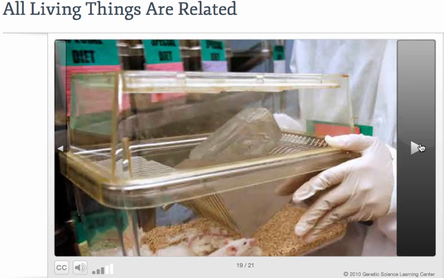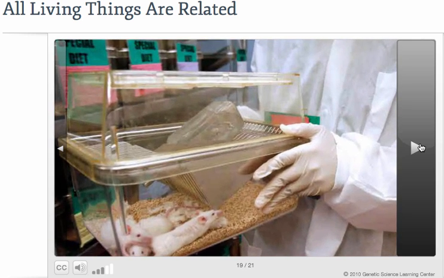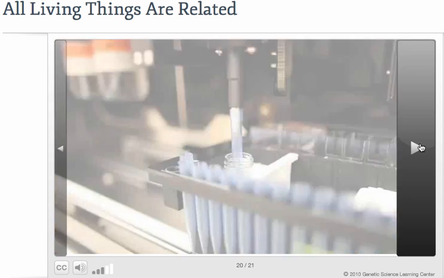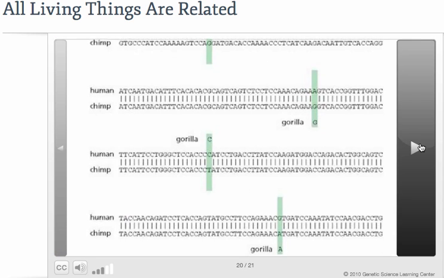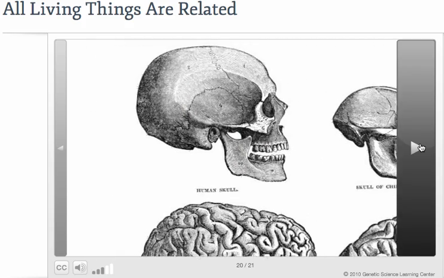Because life is related, we can study other organisms to learn about our own biology. Scientists are currently comparing the human and chimp genomes. They hope to identify genes that have changed over time to produce uniquely human features, including our large complex brain.